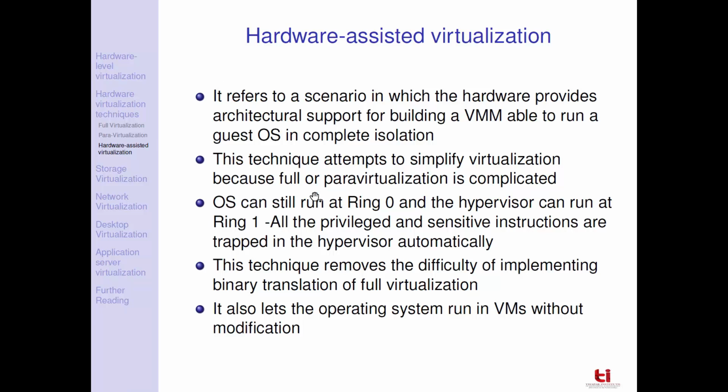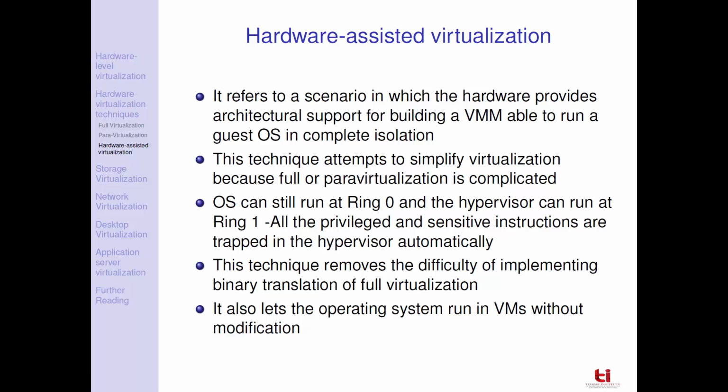In this, the operating system can still run at ring 0 and the hypervisor can run at ring 1. All the privileged and sensitive instructions are trapped in the hypervisor automatically. Basically, this technique removes the difficulty of implementing binary translation in full virtualization. It also lets the operating system run in a virtual machine without modification.